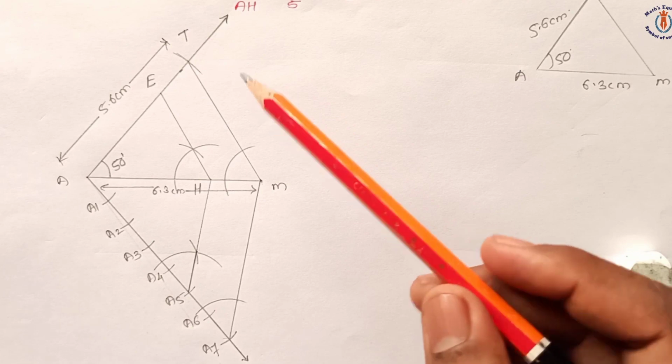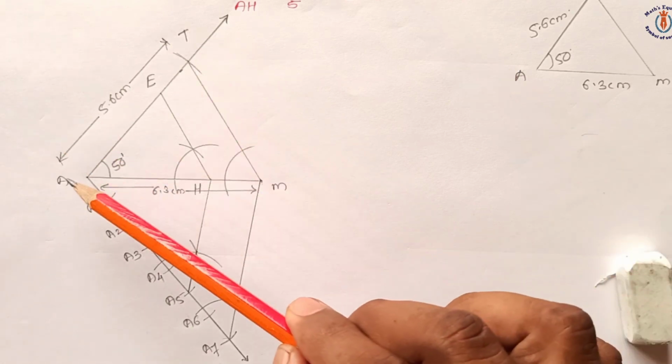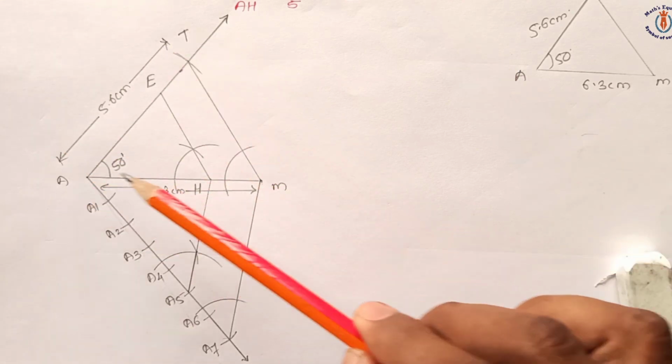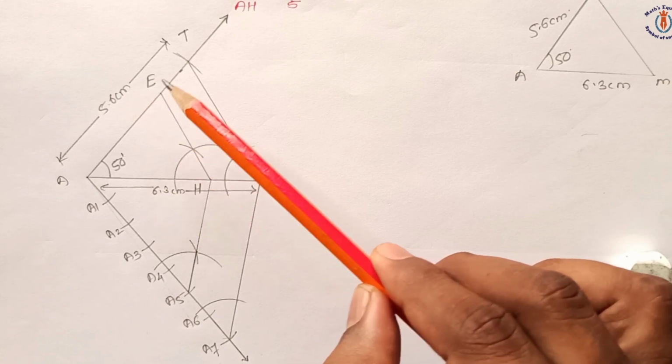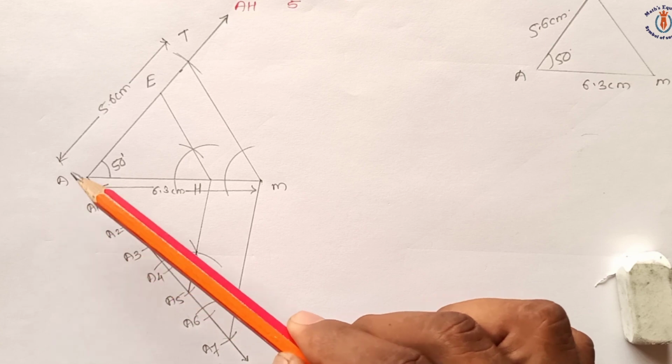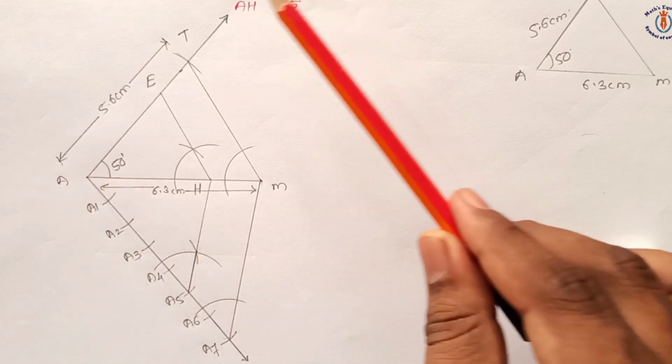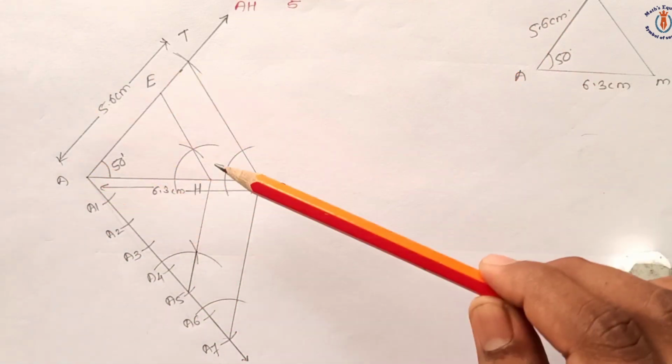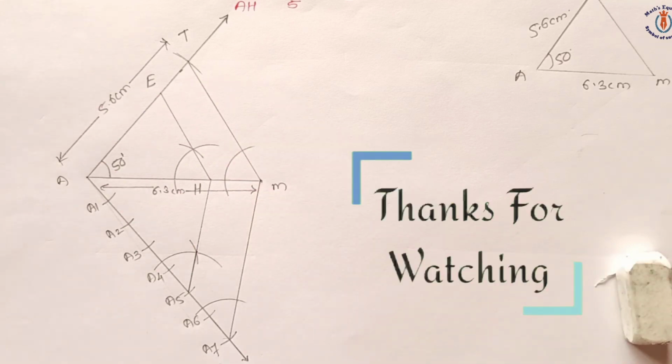So in this way you can easily construct triangle AMT and triangle AHE, in which this vertex A is a common vertex. As this common vertex is there, you need not solve anything, directly you can construct this one. How simple is this?